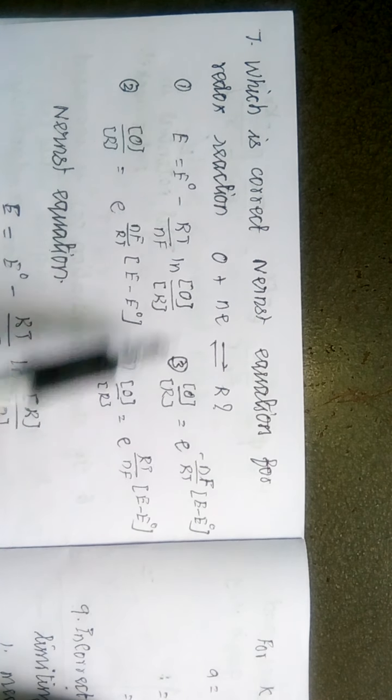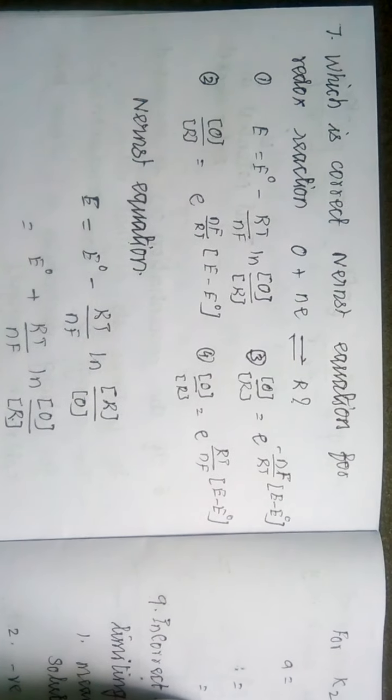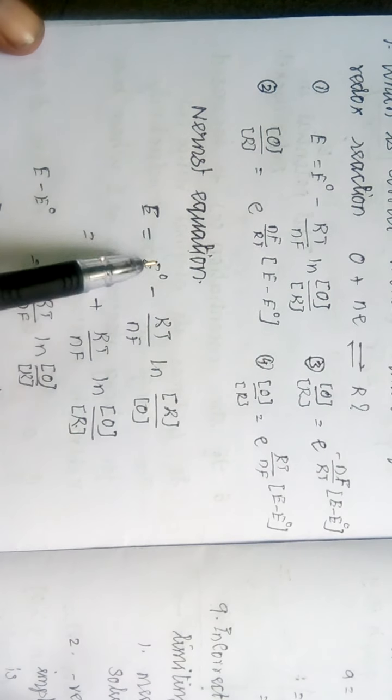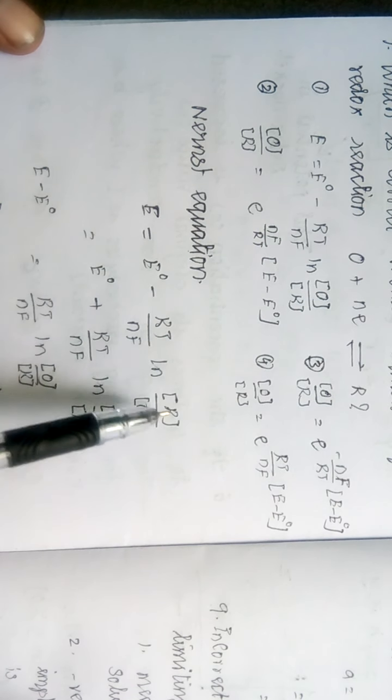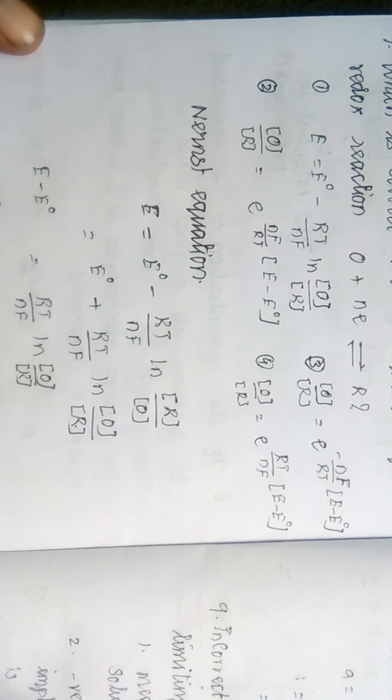The options are given here, and we have to rearrange the Nernst equation according to the options. So the Nernst equation is E is equal to E naught minus RT by nF ln concentration of the reductant by concentration of the oxidant.